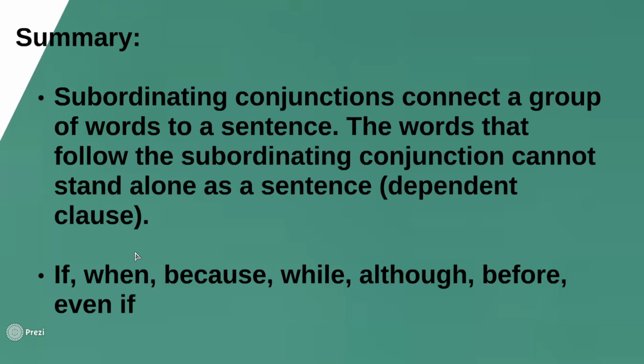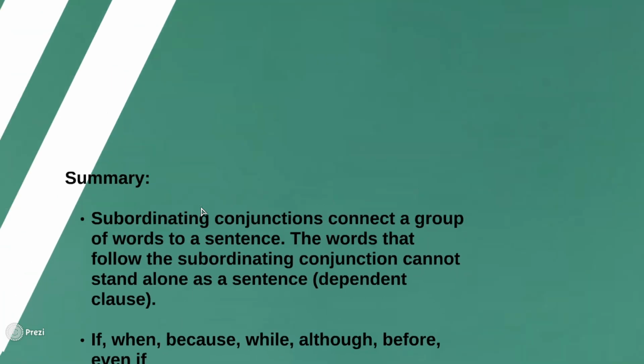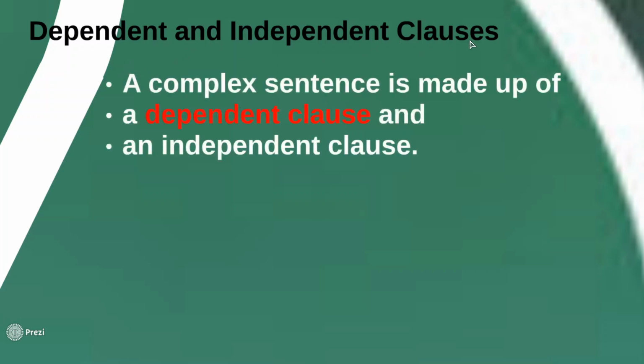Okay, so we are done with the first topic for today. Let's go to the next topic, and that is dependent and independent clauses. So this is our topic for this next one. So what are dependent and independent clauses? Let's talk about what a complex sentence is first. A complex sentence is made up of, first, a dependent clause. We're done with this one. And the next one is an independent clause.